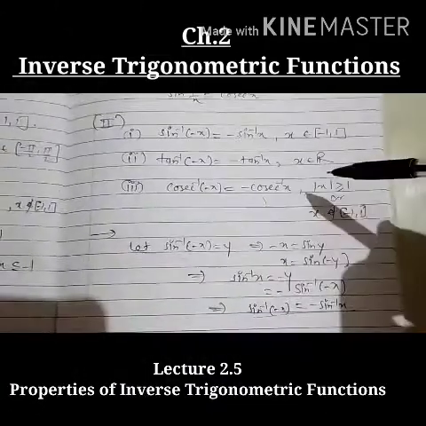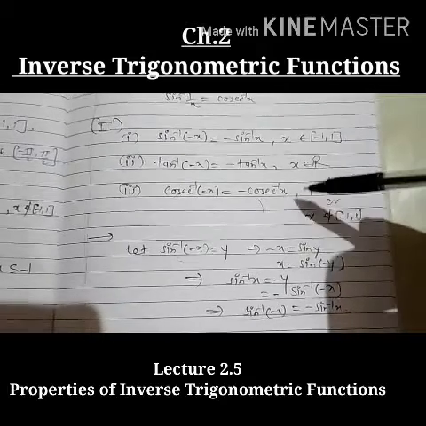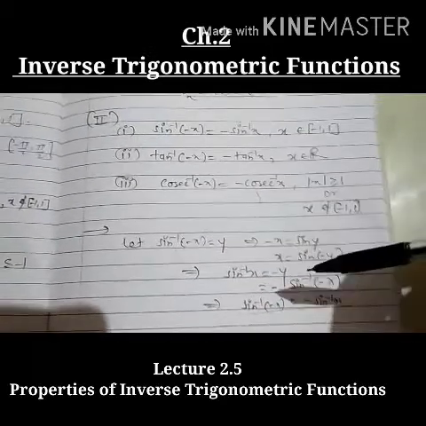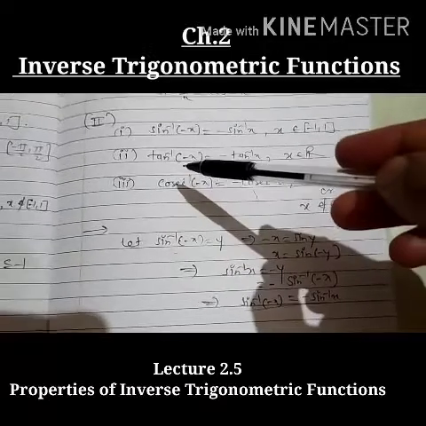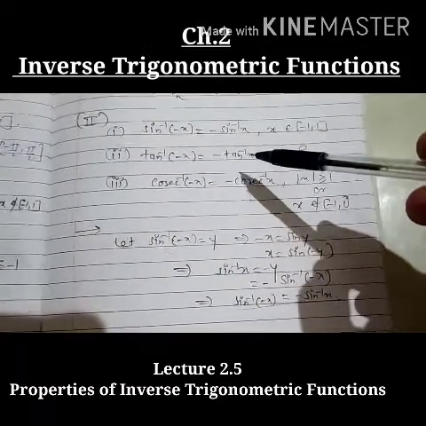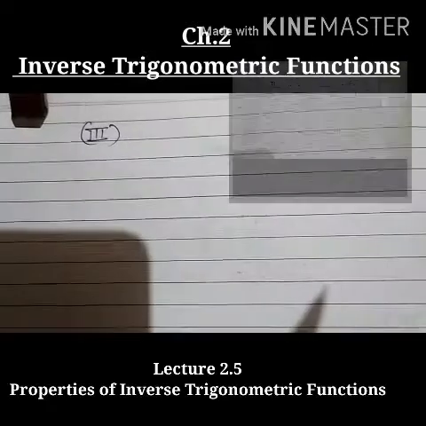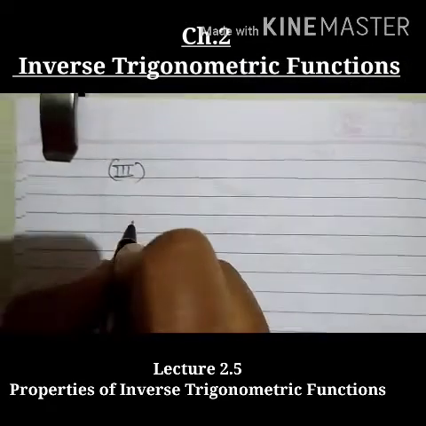The remaining 2 also we can prove by using the same method. You can consider here tan inverse of minus x as y, and the same process we can do and we can prove that tan inverse of minus x is minus tan inverse of x. Similarly we can prove the third one also. Okay. Now the third part.